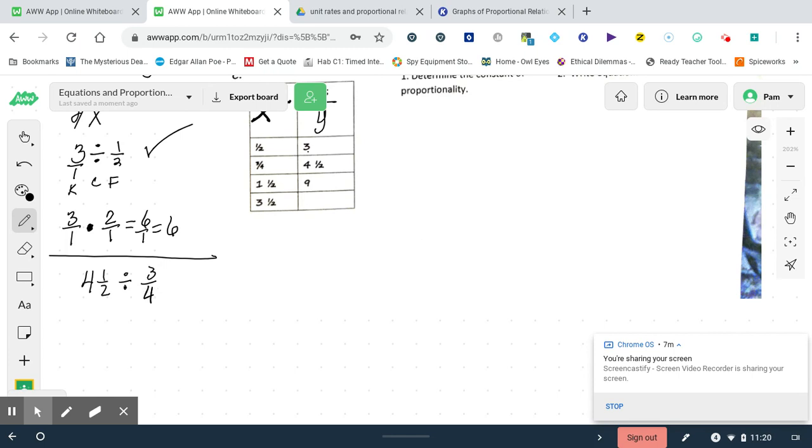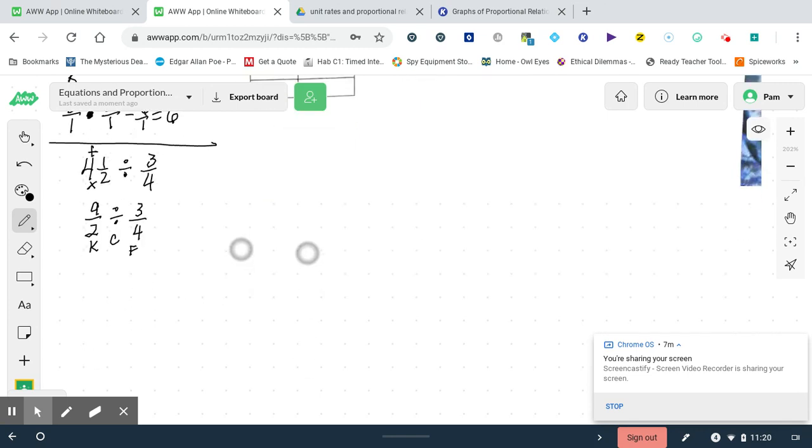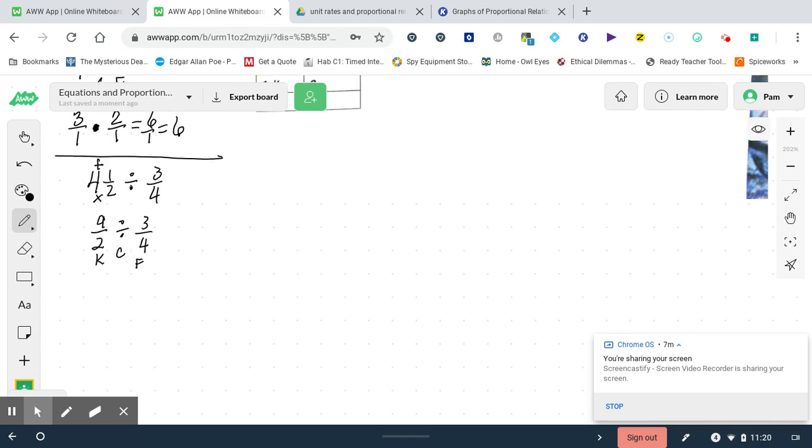All right, so I'm going to go ahead and convert 4.5 to an improper fraction. 2 times 4 is 8, and 8 plus 1 is 9. So that's 9/2 divided by 3/4. So then I'm going to keep, change, and flip, or in other words, multiply by the reciprocal. So you have 9/2 times 4/3.